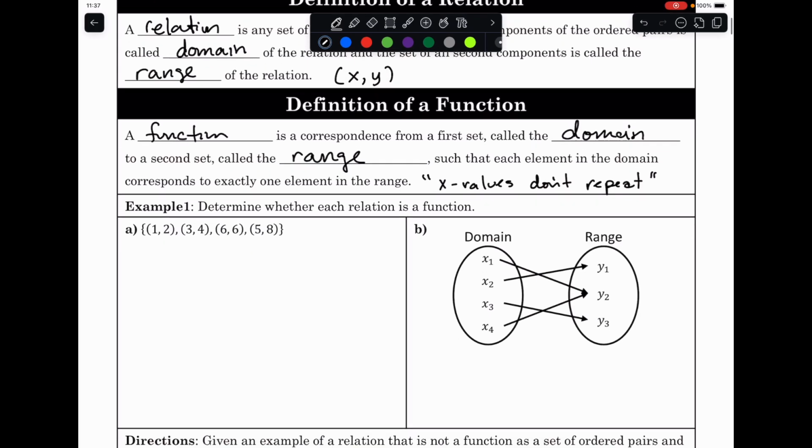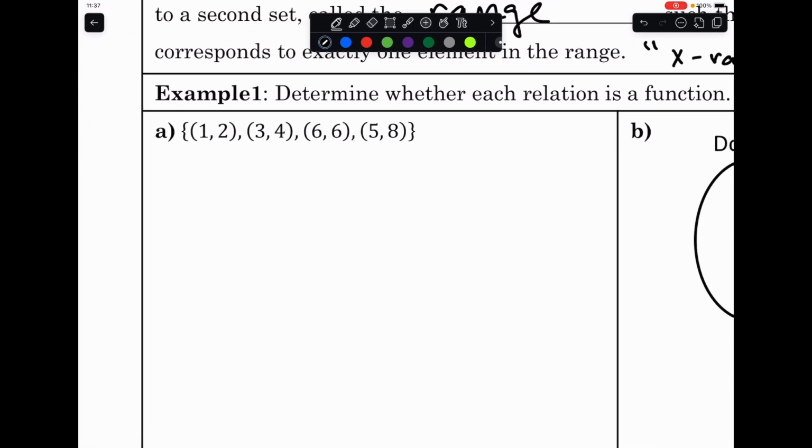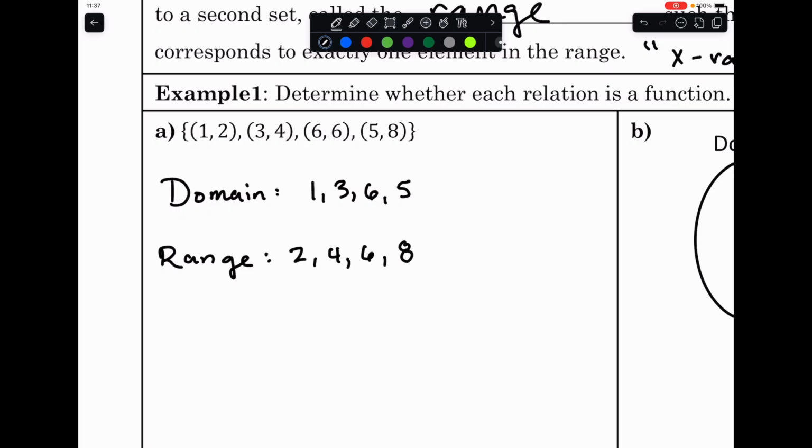So for example, let's look at example 1 here. To determine if this relation is a function, we look at the domain here, which are the values 1, 3, 6, and 5, and the range are the values 2, 4, 6, and 8. This relation is in fact a function because the elements in the first components correspond only to one element in the second component, to the range.